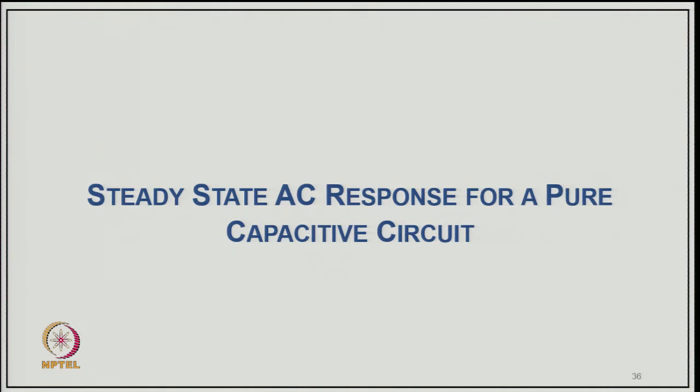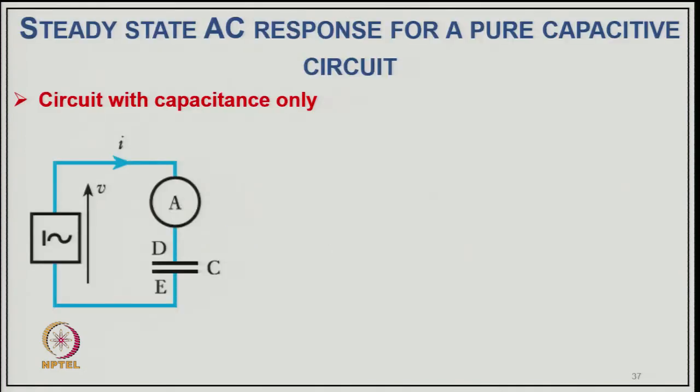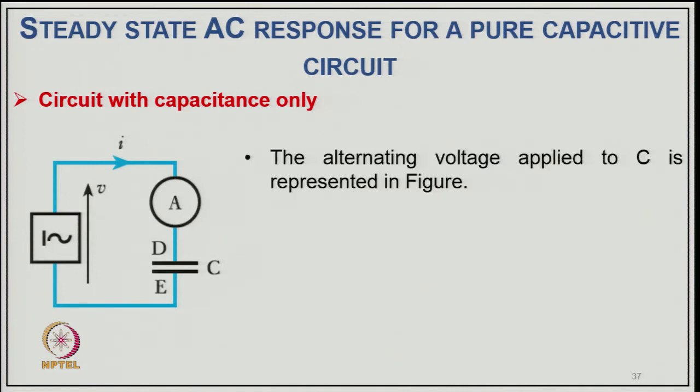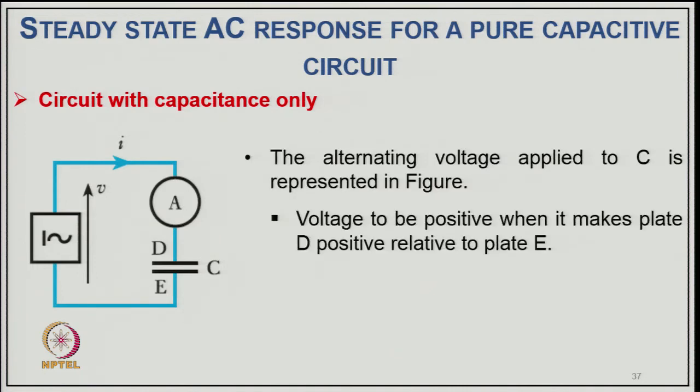Let us come to look into the steady state AC response for a pure capacitive circuit. Here we have a circuit with capacitance only. You have an AC source and an ammeter followed by a capacitor in the circuit, where you have the two plates of the capacitor, D and E, and the value of this capacitor is C. The alternating voltage applied to C is represented in the figure, and the voltage is taken to be positive when it makes plate D positive relative to plate E, and I equals C into the rate of change of the potential difference across the capacitor.